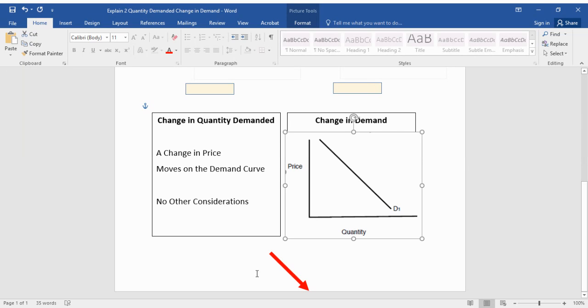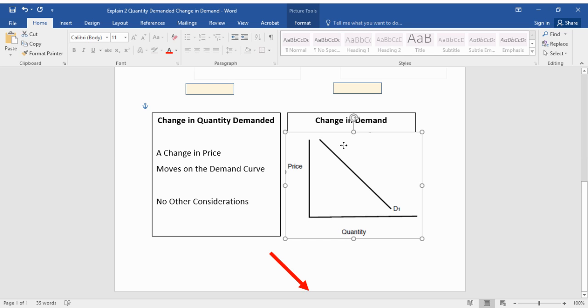Hello and welcome to this homework helper where we look at the difference between the change in quantity demanded and the change in demand. So I'll begin with the change in quantity demanded. It follows precisely the law of demand. If the price goes up, the demand goes down. If the price goes down, the demand goes up.